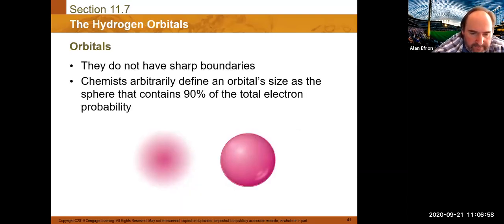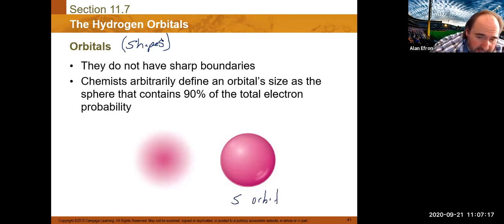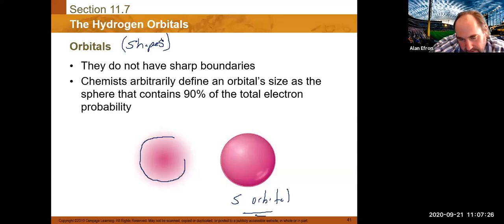So they don't really have sharp boundaries, and we're going to talk about some different types of orbitals. Orbitals really are these probability maps, but you can think of them as having certain shapes. For example, this was referred to as an s orbital, and an s orbital is thought of as being a sphere. If you put some boundaries around it, you get this circular, spherical shape, and that is what's referred to as an s orbital.